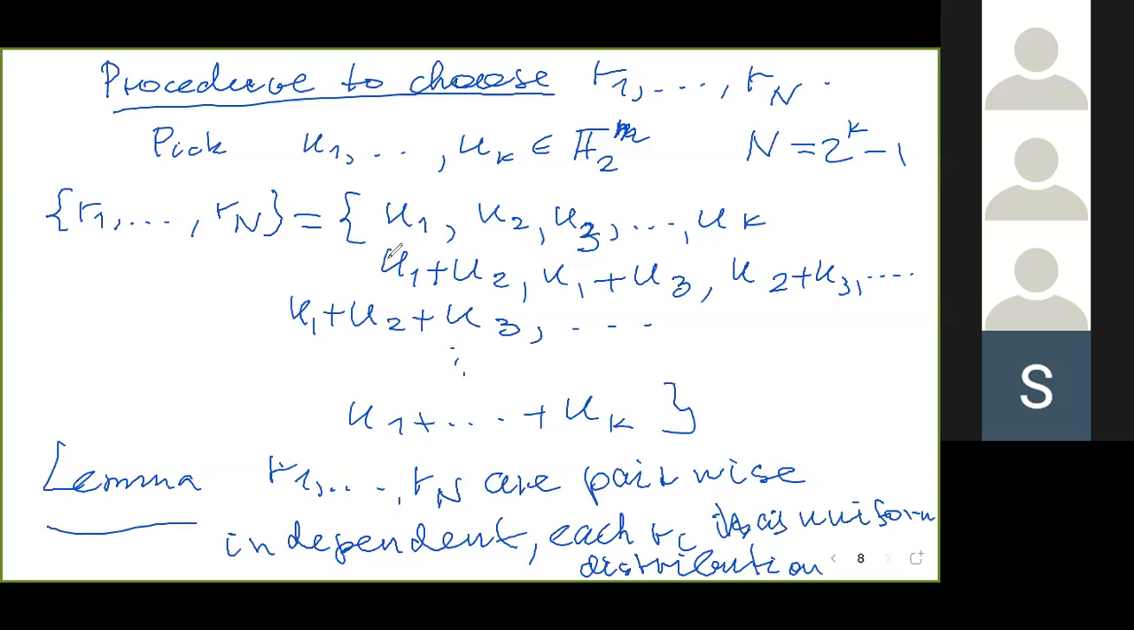If we fix all values except for that, then the second will be fixed, but the first will be uniformly distributed. So that means that for any Ri, Rj, if we fix the value of Rj, still Ri is uniformly distributed. And also each of them is uniformly distributed, which is trivial because all Ui's are uniformly distributed. So I assume here that all Ui's are chosen with uniform distribution independently.